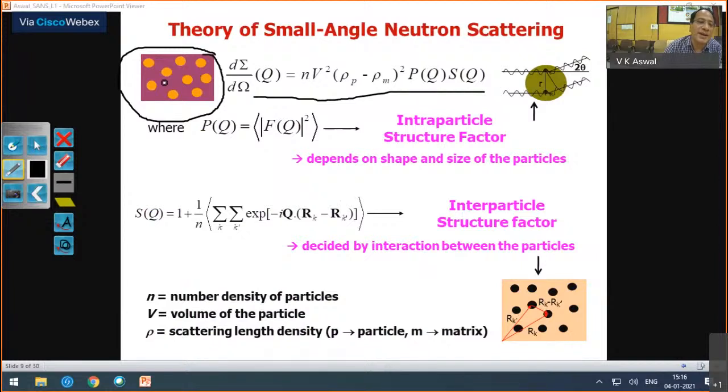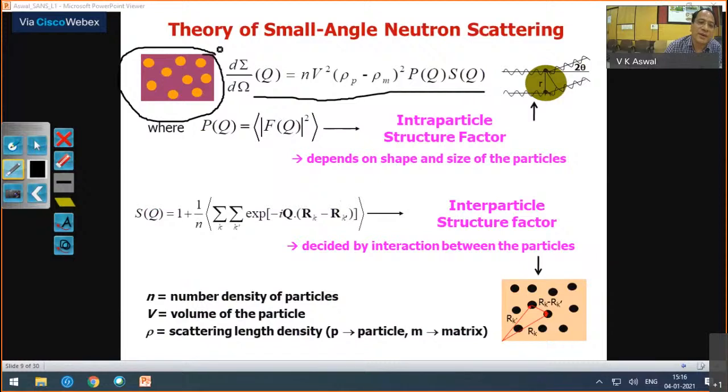So n is the number density of these particles. It is obvious that the higher the number density, the higher will be the scattering intensity. And then V is the volume of the particle, so it goes as V square. One of the reasons you cannot measure very small particles is that your scattering intensity is proportional to V square. So when your V becomes smaller, your scattering intensity will also become small.